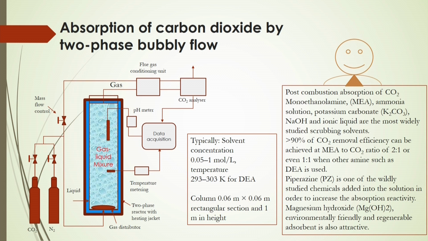Here, in this system, a solvent concentration of 0.05 to 1 mole per liter is typically considered, and the temperature is 293 to 303 K for DEA, that is diethylamine. The column diameter can also be scaled up; a typical one is 0.06 by 0.06 meter, a rectangular column, or you can even use a cylindrical column.